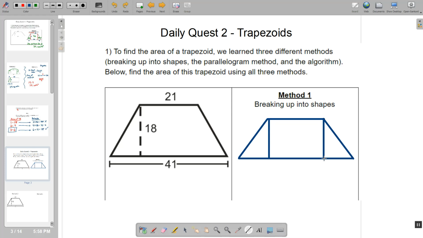Triangle, rectangle, and triangle. To find the area, we need to break apart our shapes into the pieces that matter, okay? So, our length of this rectangle is 21, no matter what. And the full length from here to here is 41. Well, I know that 10 plus 21 plus 10 again is equal to 41. Therefore, that must be that length. And the height must be 18 because it was right there.